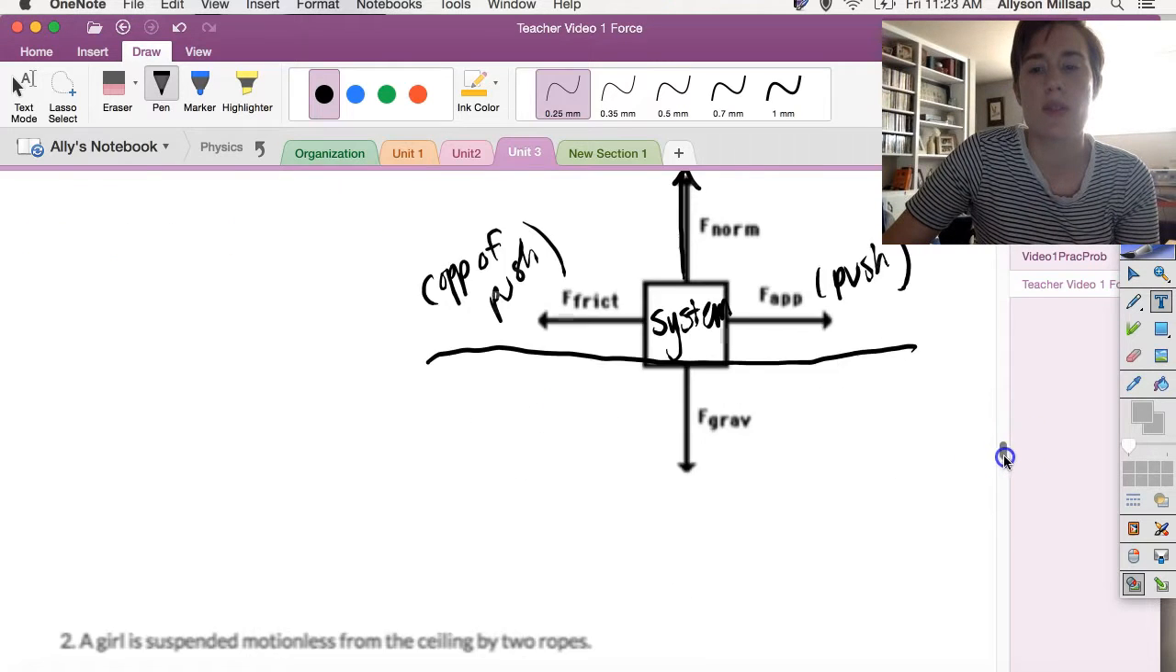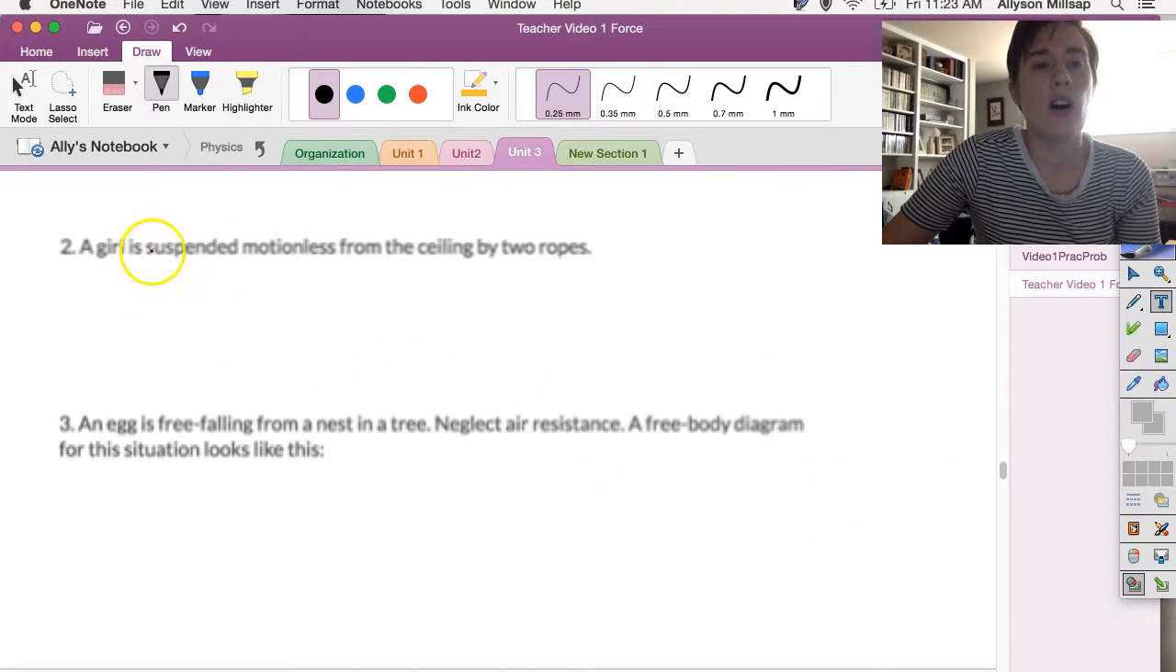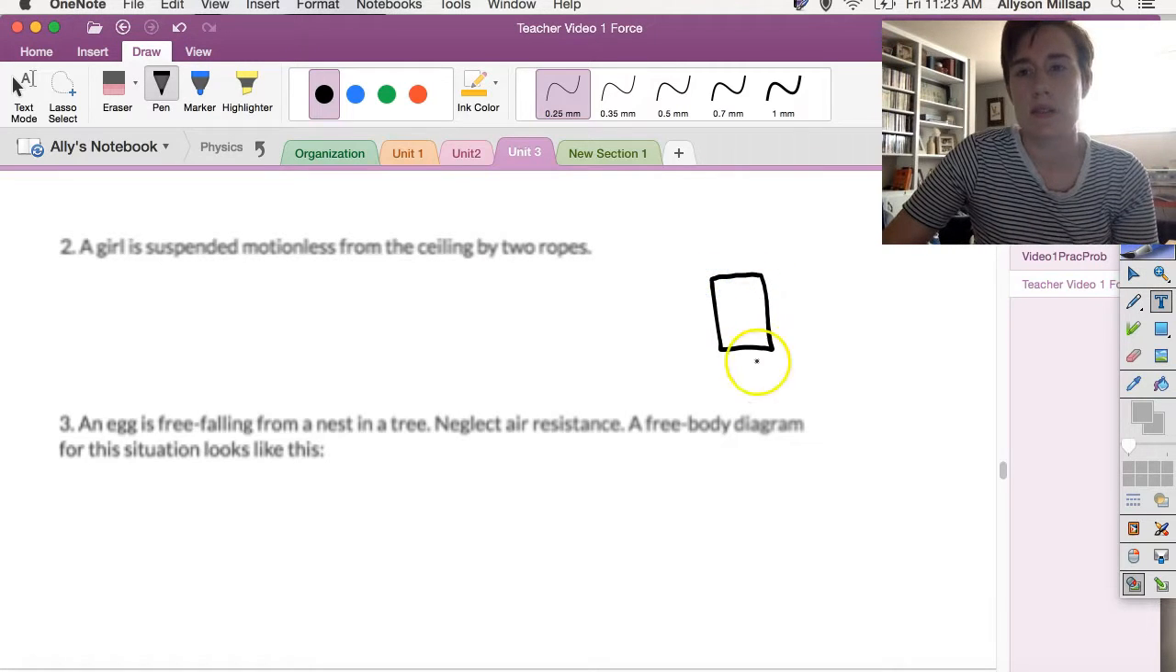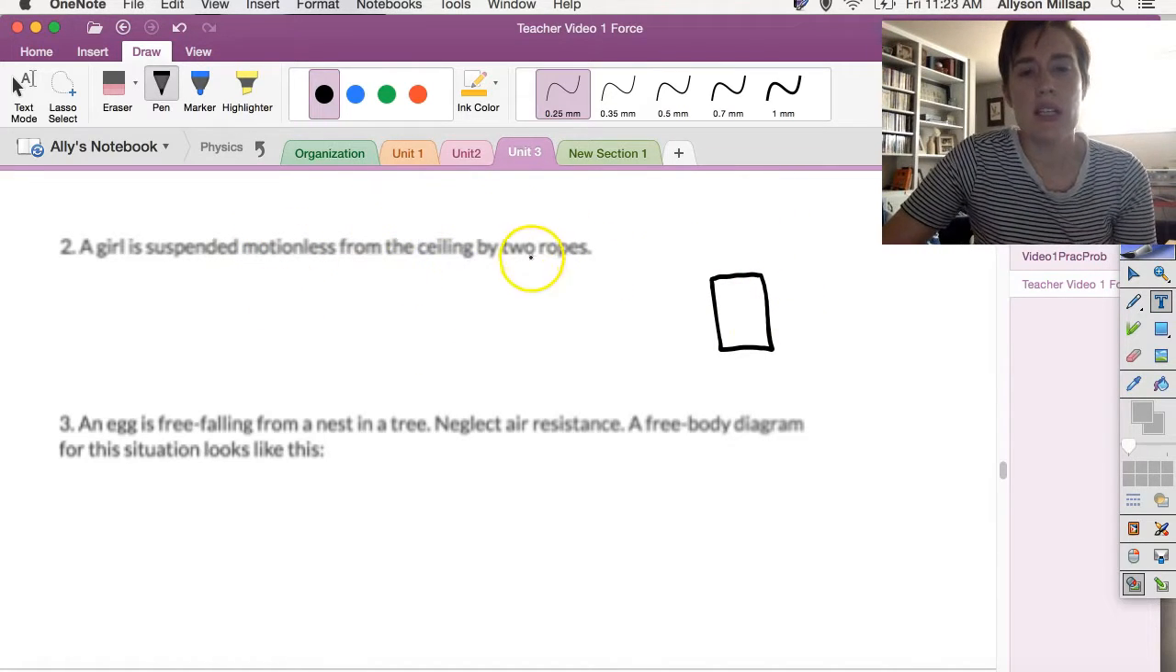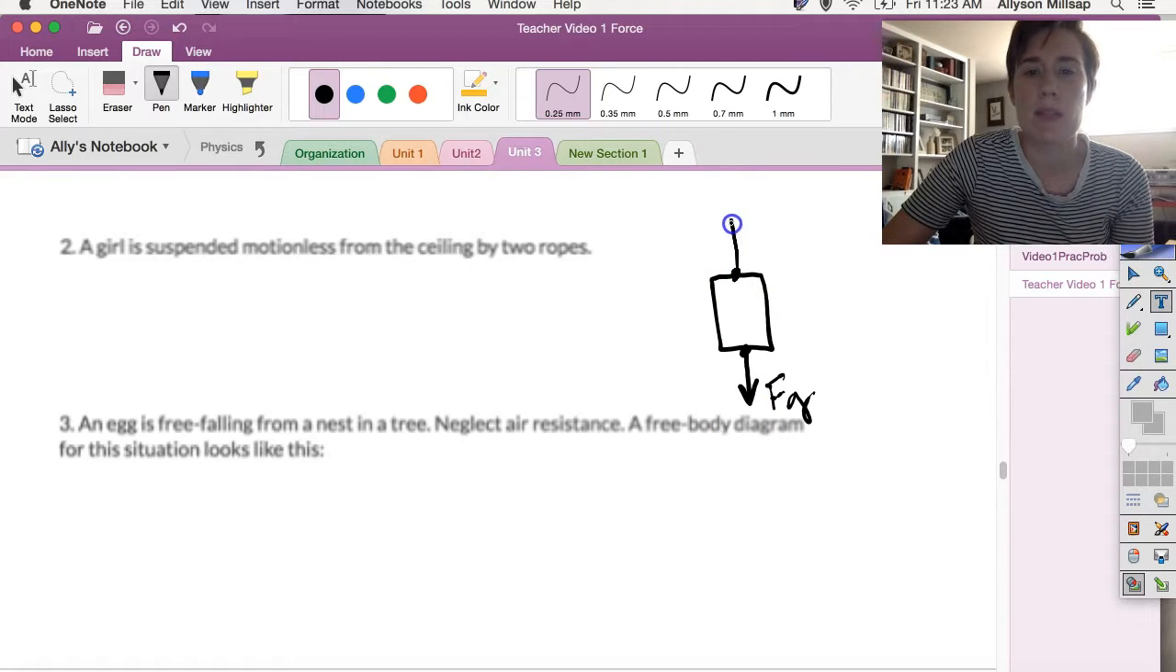So let's do some actual problems here. Okay, a girl is suspended motionless from the ceiling by 2 ropes. Okay, so I always draw my objects as a box. So the girl is going to be a box, all right? And she's suspended in the ceiling by 2 ropes. So if she is being held in place, we know gravity is at play, right? So here's gravity. Gravity's going down here. Force of gravity. But she's not falling downward, right? She's being held in place. That means something must be doing an equal and opposite force in the other direction. And it's 2 ropes, so I'm actually going to draw 2 arrows.